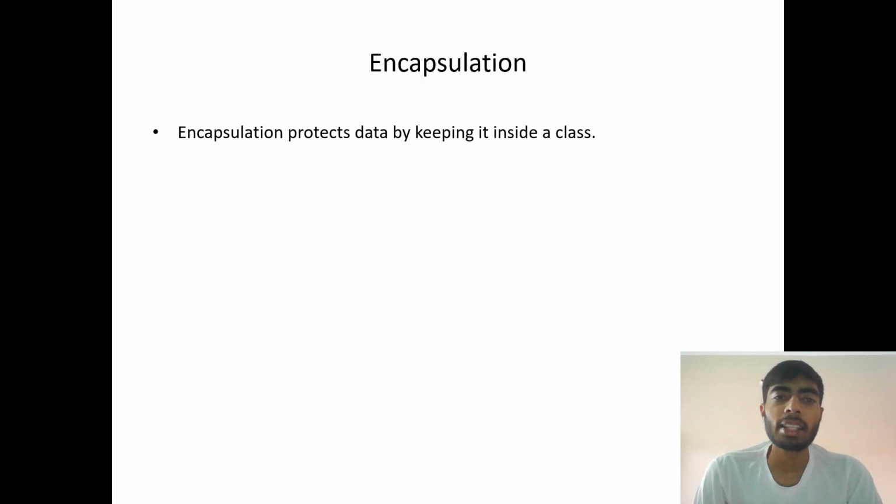Encapsulation. Encapsulation means keeping data and methods together inside a class. It also helps protect important data from being modified directly. Instead of allowing every part of the program to access the data, we provide controlled methods to work with it. Encapsulation improves security and keeps programs well organized.